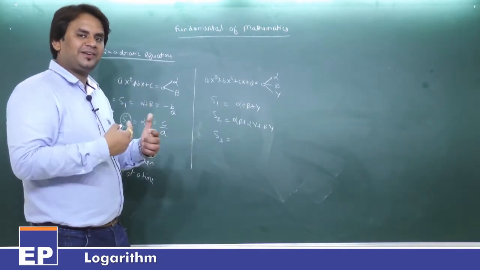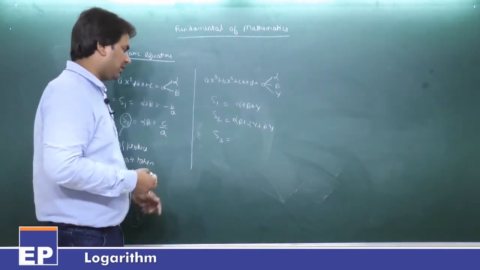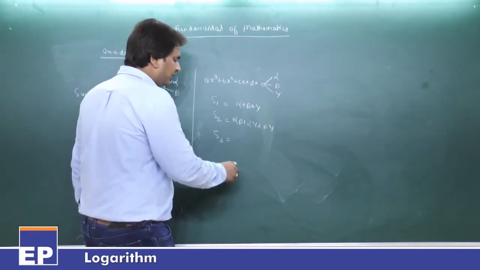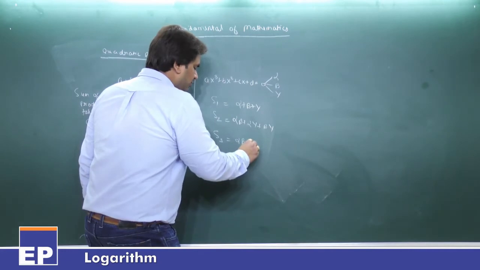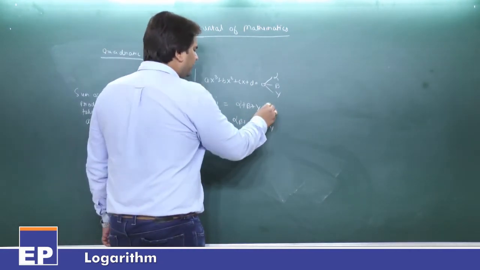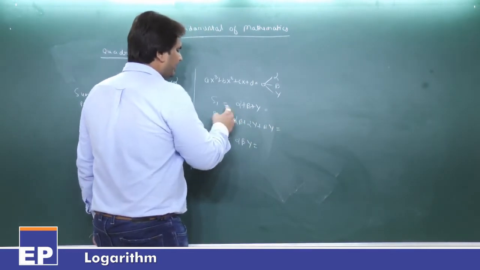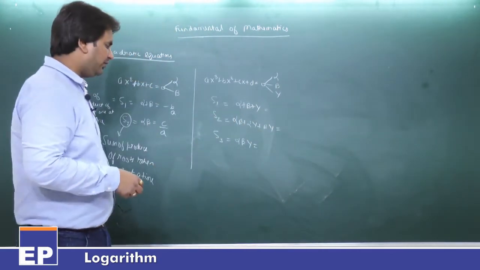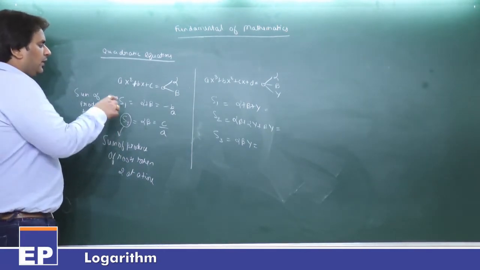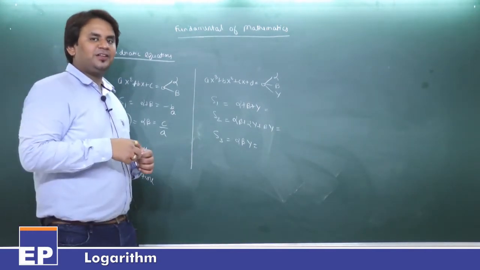You have to select two roots, take their product and then sum them. What is S3? The sum of the product of the roots taken 3 at a time. It will become alpha into beta into gamma. Now we have to find the values of S1, S2 and S3. I will let you know the short trick to calculate it. First of all, arrange the equation.